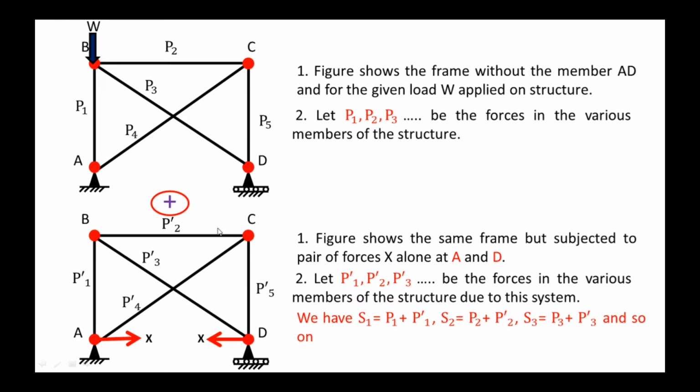Here, the important thing is that P1, P2, P3, P4 are easily found, but this X force is not known to us. So, important is that you have to find P1 dash, P2 dash, P3 dash, P4 dash and P5 dash. So, the first aim is to find X, and then we calculate P1 dash, P2 dash, P3 dash, P4 dash and P5 dash.